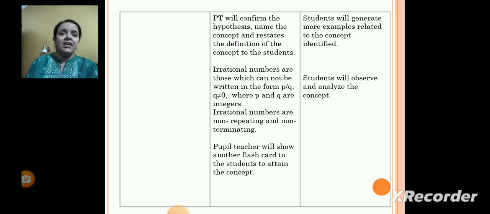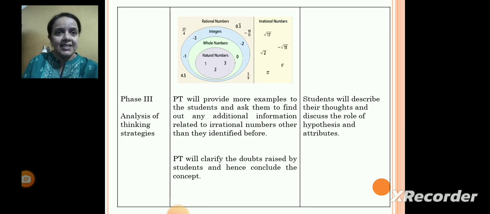So the PT will here restate the concept which students were also telling them. Whatever they have learned, a little bit or the concept fully, they will be sharing their knowledge with the PT and with the whole class among each other. So the PT will show another flashcard to the students to attain the concept, and students will observe and analyze the concept. Right, here's some flashcards which have been shown to the students by the PT.